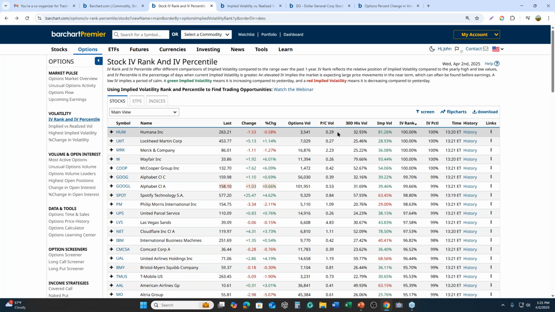The general guidance on this is that somewhere between 0.6 and 0.8 would be considered a neutral put to call ratio. Anything at 0.5 or below would be bullish, and anything above 1 or greater would be considered bearish. So you can see in Humana here at 0.29, we have a bullish sentiment in terms of put to call volume today. And that could help you decide if you want to go with or against the prevailing winds, so to speak.